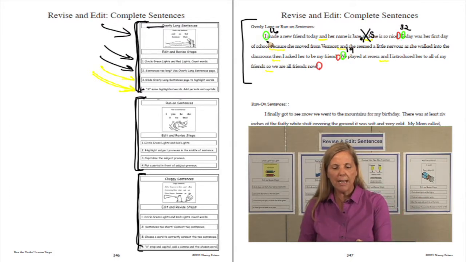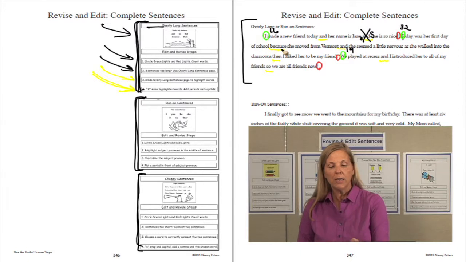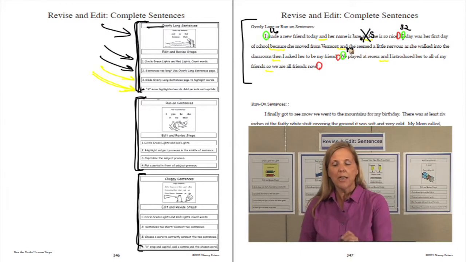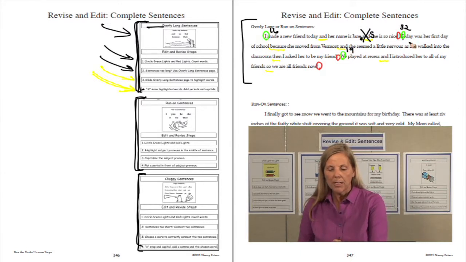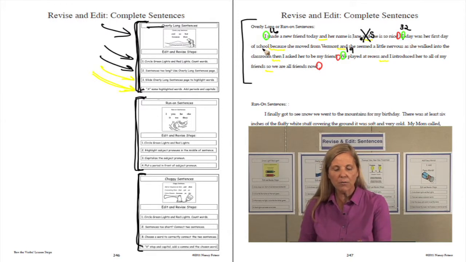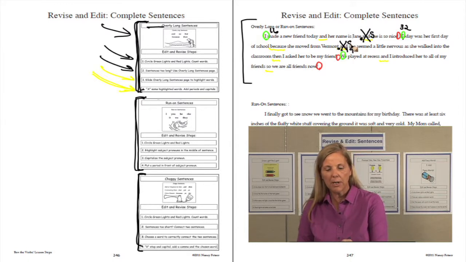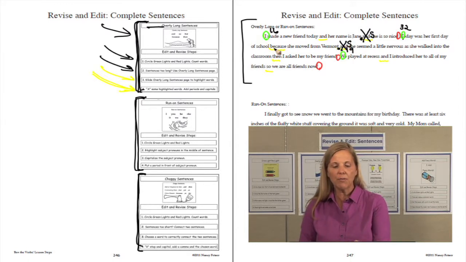At this point I made a new friend today and her name is Jane. She is so nice. I have my green and my red to identify the next sentence. I look through, I have 2 yellow highlighted words. Let's go back and let's read it. Today was her first day of school because she moved to Vermont. What do? Cross it out, period, capitalize she. Today was her first day of school because she moved from Vermont. She seemed a little nervous.